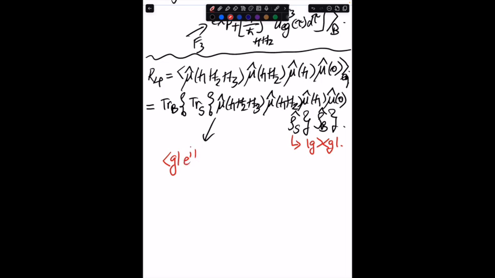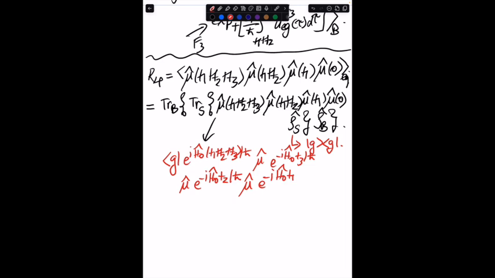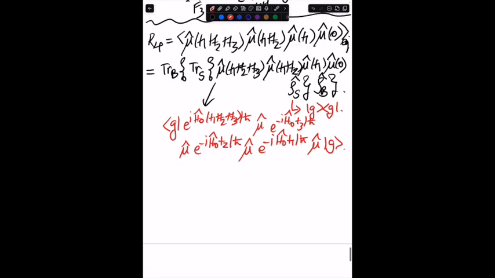So you get e raised to power i H_0 (t1 plus t2 plus t3) upon h bar. You have a mu, and then you have a time propagator over t3. Please work the math out carefully if you're confused. Then you have a time propagator over t2, and then you have your time propagator over t1, and then you have your last dipole operator acting on rho_gg, right?